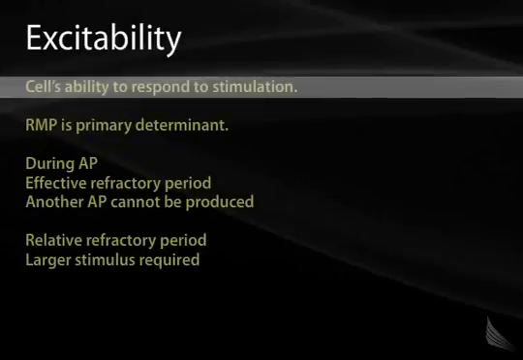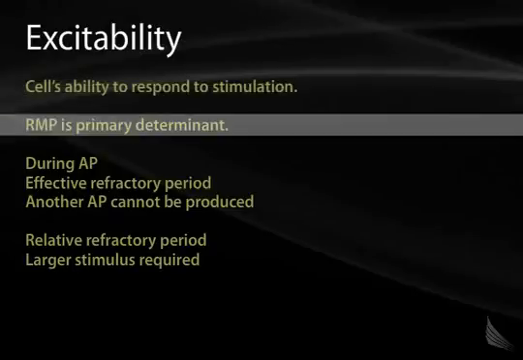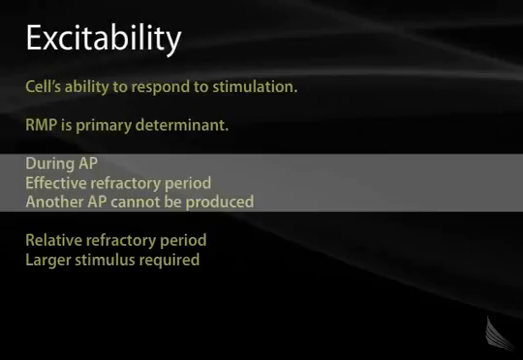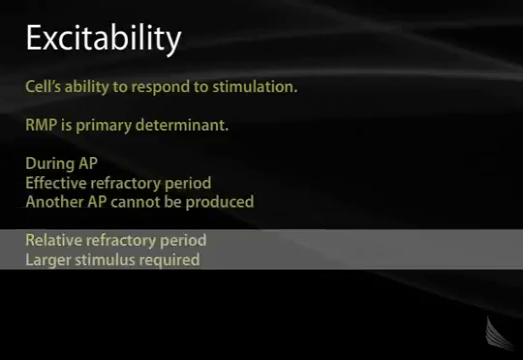A cell's excitability is its ability to respond to stimulation. The resting membrane potential is the primary determinant of excitability. During an action potential, there are two periods called the effective refractory period and the relative refractory period. During the effective refractory period, another action potential cannot be produced. During the relative refractory period, a larger stimulus is required for the generation of another action potential.